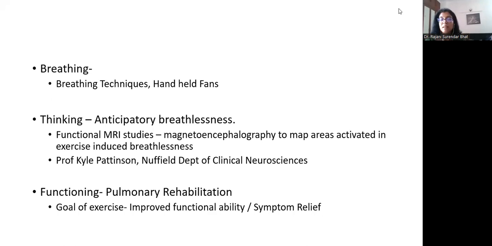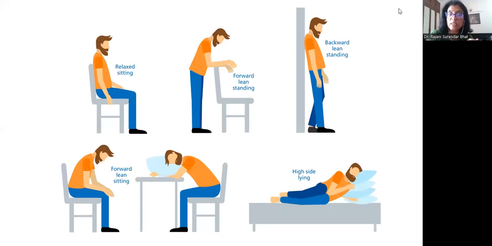So we accept our lung function may have come down. We accept breathlessness is there. But we accept also that we will get mastery over breathlessness. Breathlessness will not control us all the time. So these are certain positions, and I know most of you will be familiar with it.